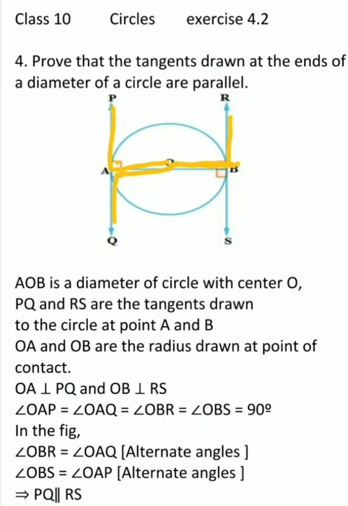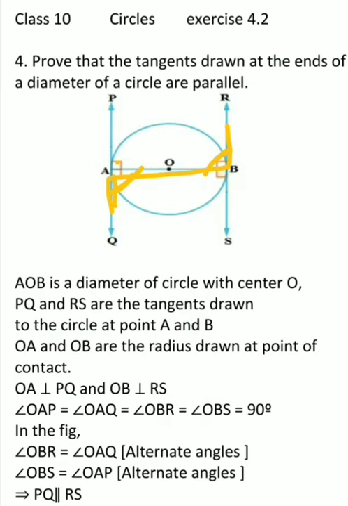Now in the figure we can see angle OBR, this angle, is equal to angle OAQ, this angle. See, these are our alternate interior angles. We can see a Z angle, the shape of Z you are seeing.